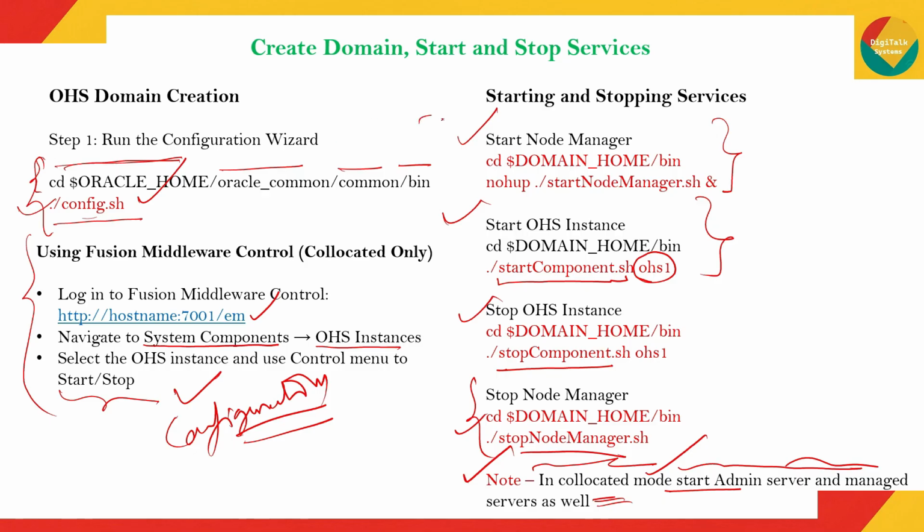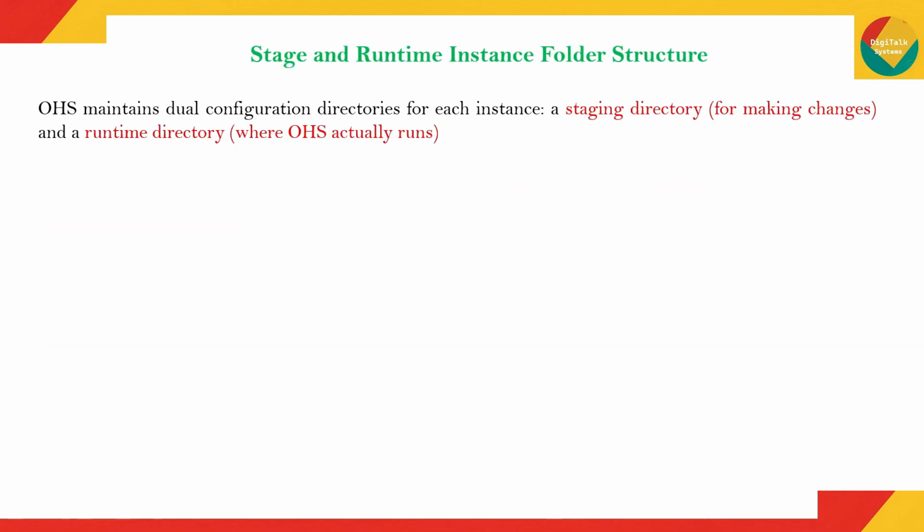Okay, and then how we create the domain, the process is the same. And when we start and stop with the help of the command line, it is the same for both standalone and co-located. But in co-located, we have one more benefit. We can control and configure it from the EM console as well, right?